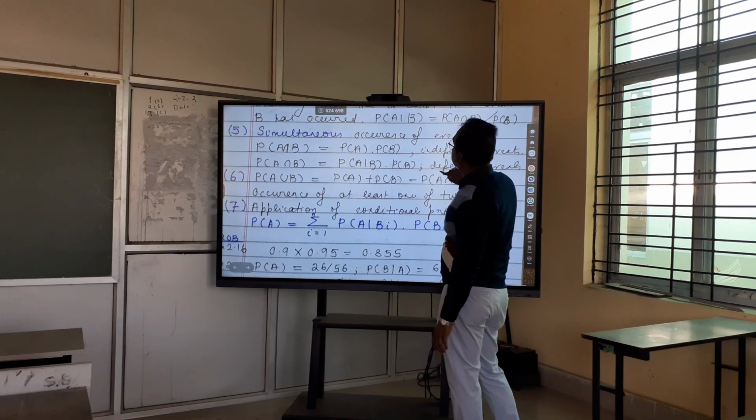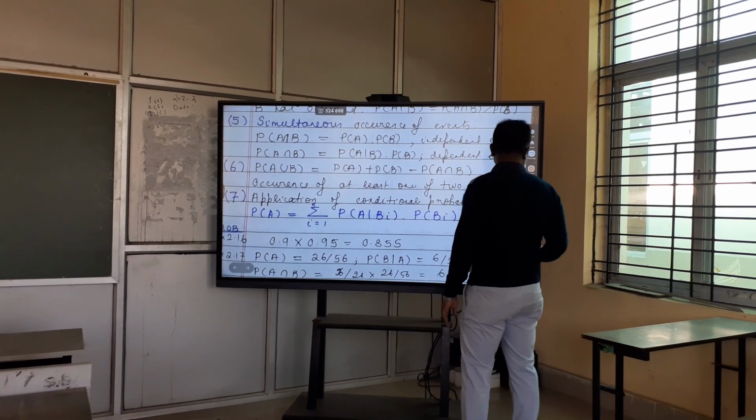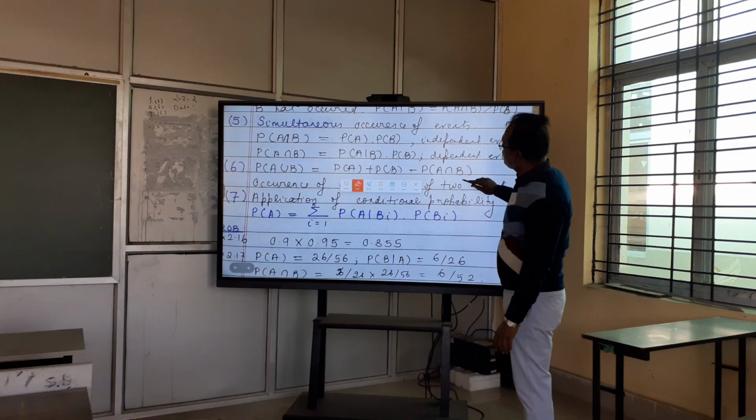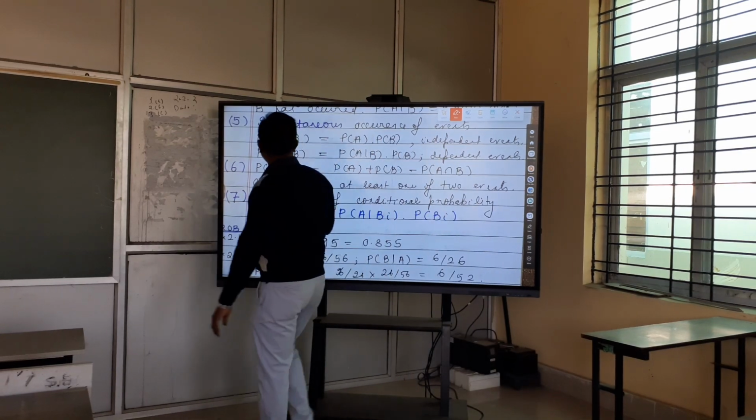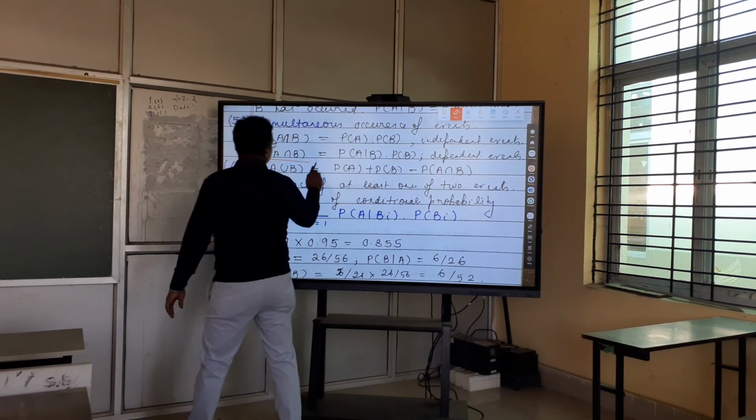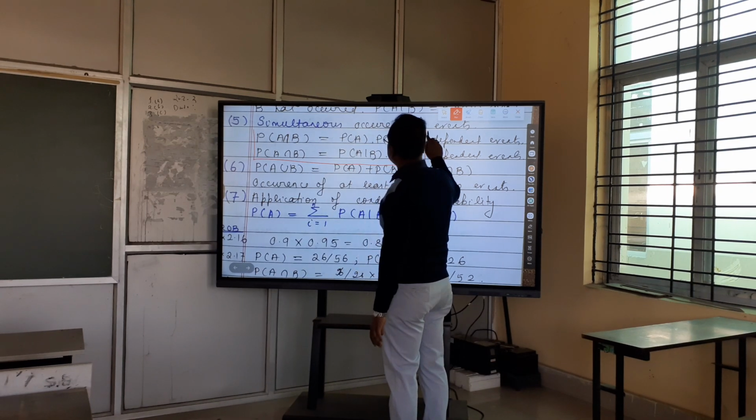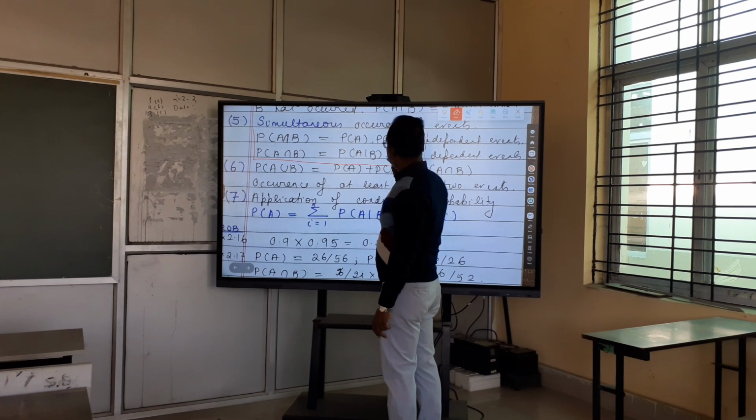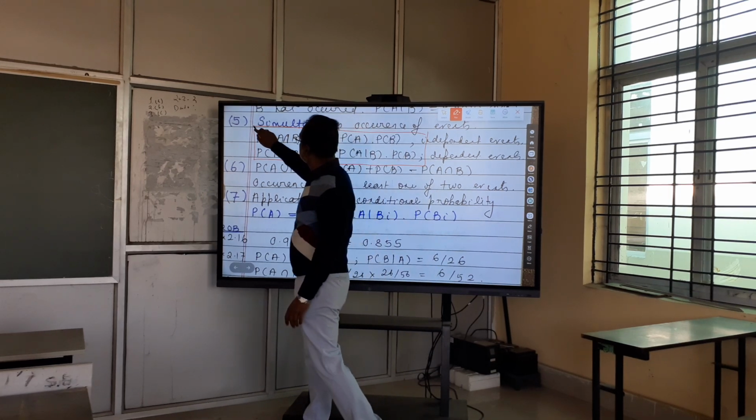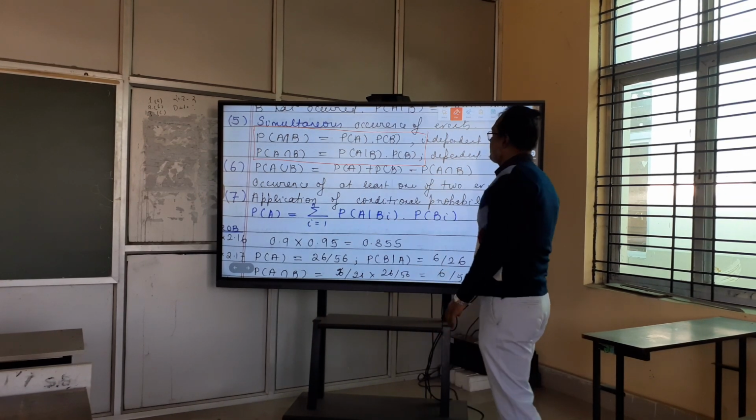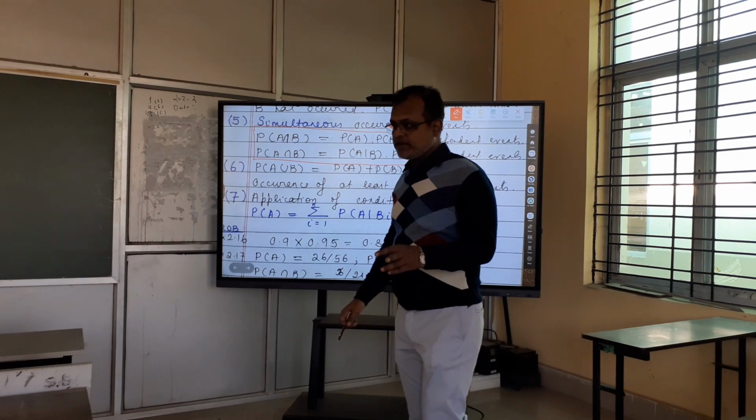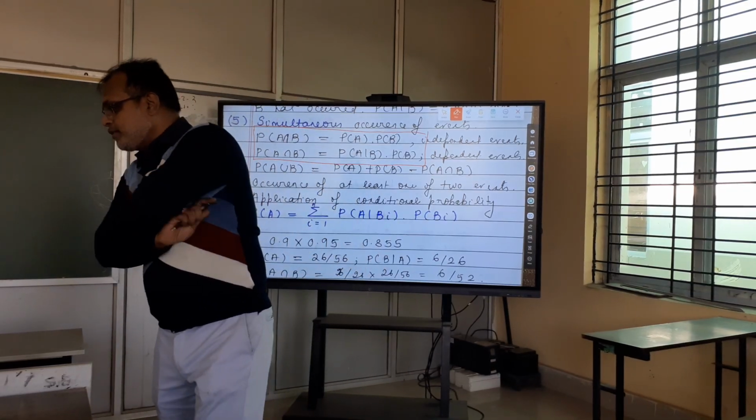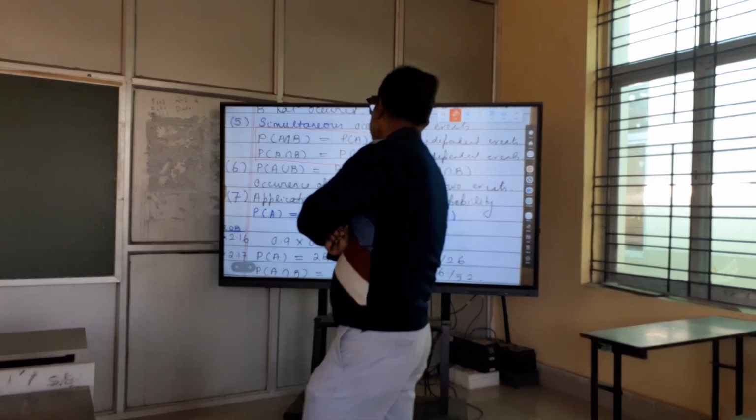Next is simultaneous occurrence of events. Now two events A and B are occurring simultaneously. What is the formula for independent events? It will be simply P(A) into P(B). And for dependent events, it is P(A given B) into P(B). So that is simultaneous occurrence of events, point number 7.